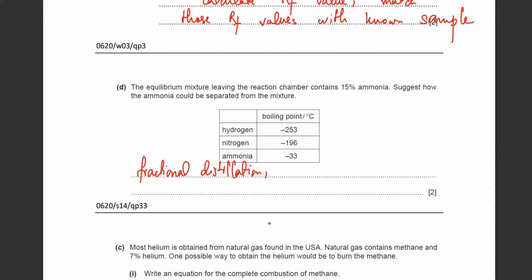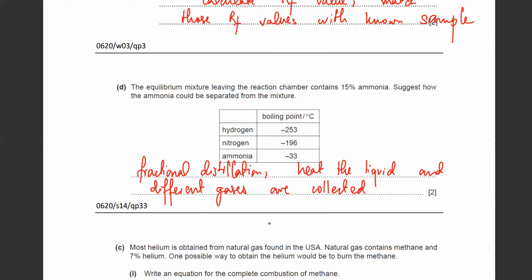So what you're going to do is, you heat the liquid, and different gases can be collected at different temperatures. Which one would be the first one to evaporate? Ammonia. No, it's not going to be ammonia. Hydrogen. It's going to be hydrogen, because hydrogen would very quickly turn into a gas.